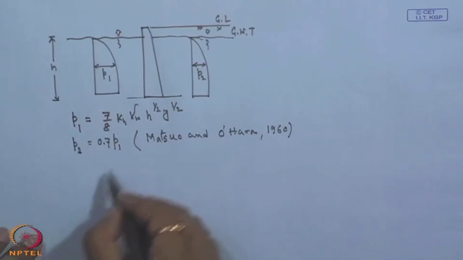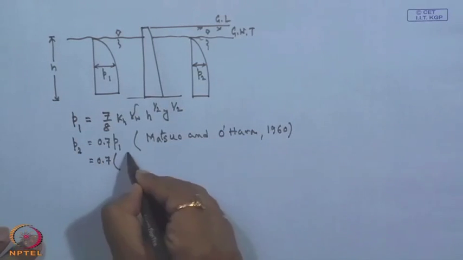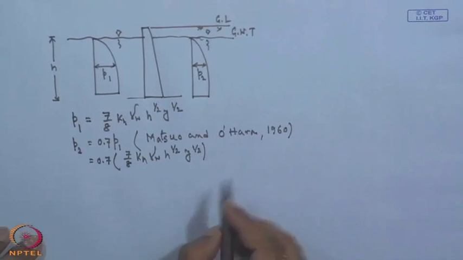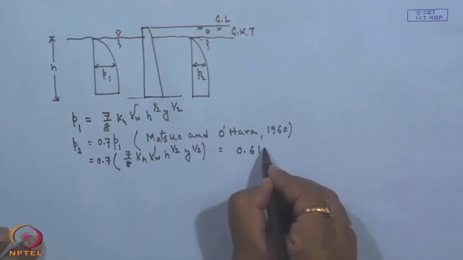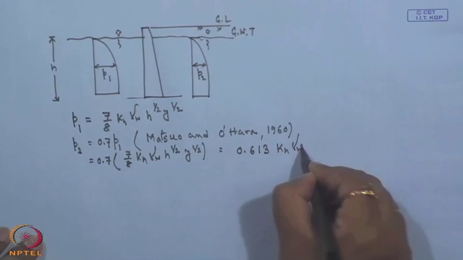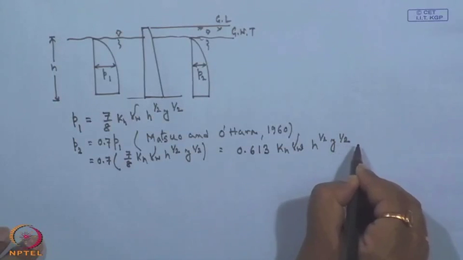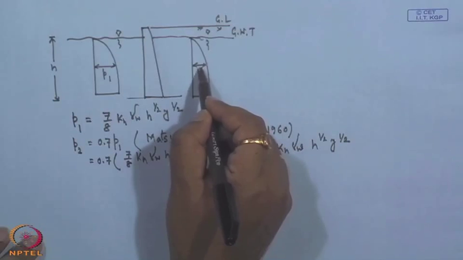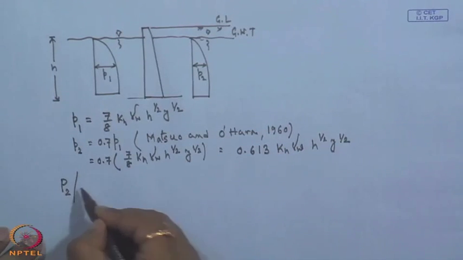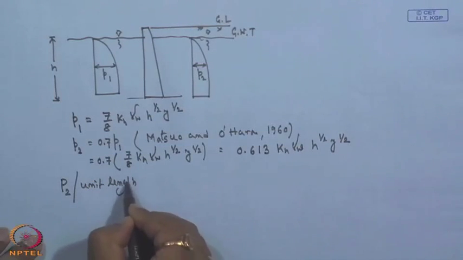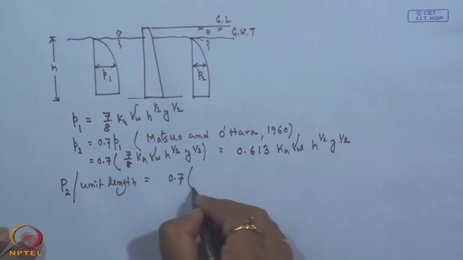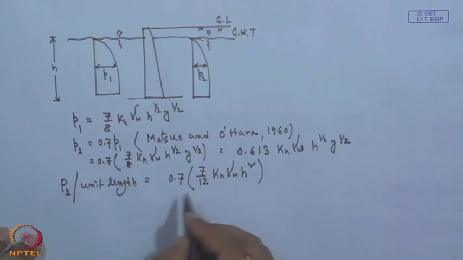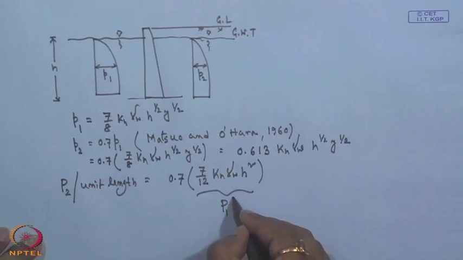Now, if this expression is applied, P 1 is 7 by 8 k h gamma w h to the power half y to the power half. So, this value will be approximately 0.613 k h gamma w h to the power half y to the power half. Now, if we integrate this, we will get the total hydrodynamic force applied by the water within the soil. That is P 2 per unit length, which will be 0.7 times 7 by 12 k h gamma w h square. That is basically P 1 per unit length.